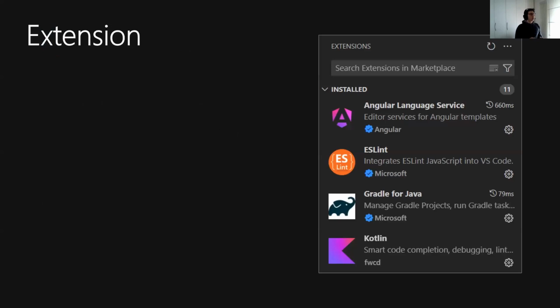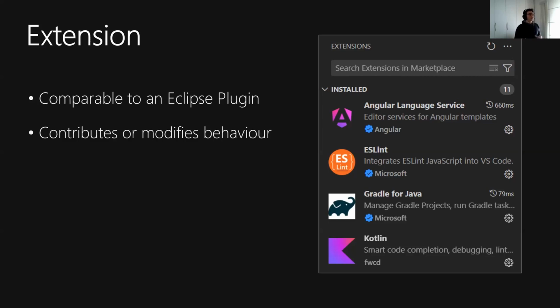So what is an extension? Comparable to an Eclipse plugin. As I said earlier, same concept, just a different name. So what it can do is it can contribute new behaviors, or it can modify existing behavior. So it can, for example, add trees, tables, panels, new types of editors. It can contribute new language supports or enhance existing language supports, and so on. And an extension is also typically written in TypeScript, because then it can easily interoperate with the base platform.